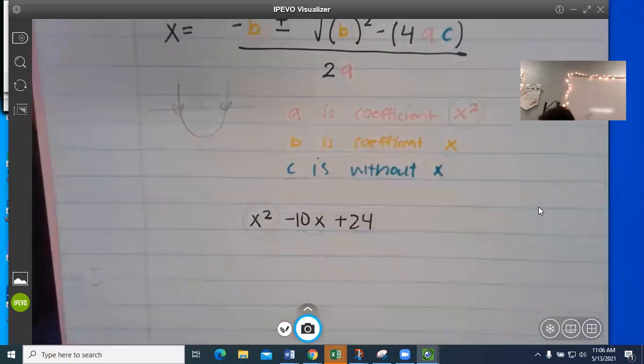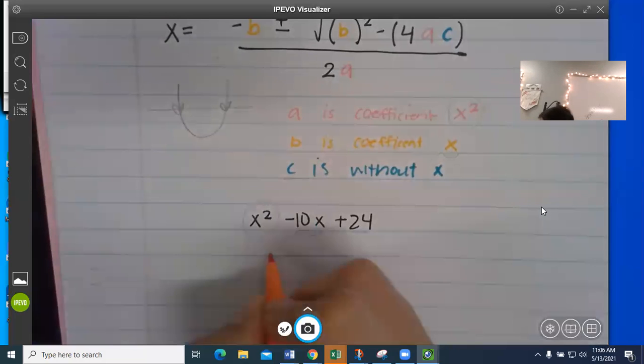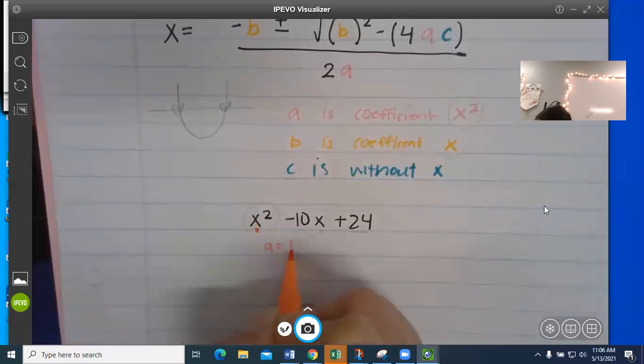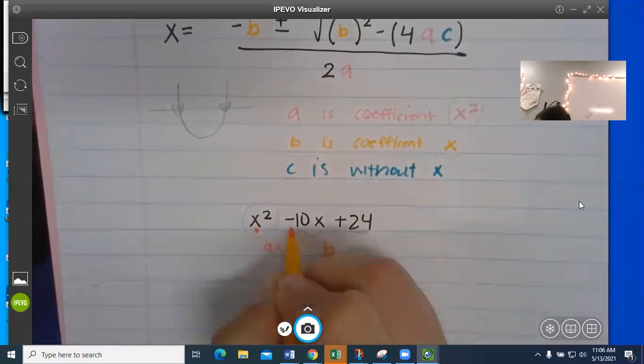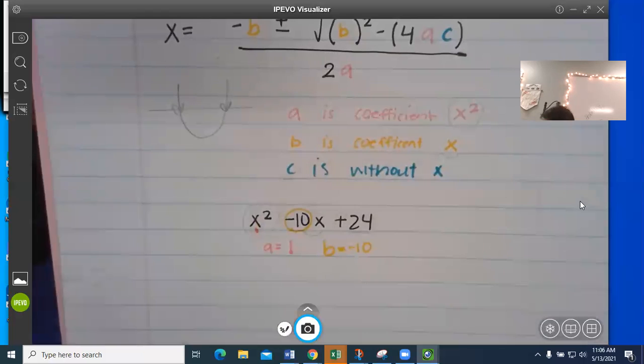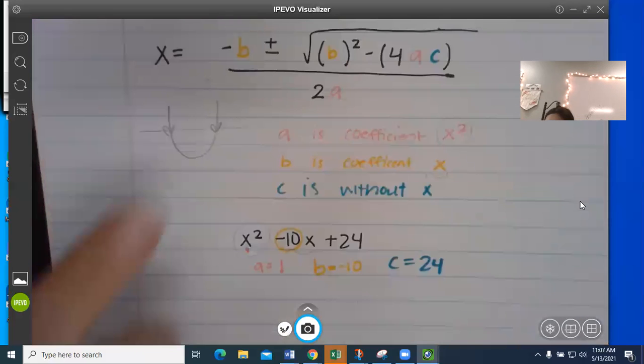Okay, so then my a, I'm going to write down my a equals, how many x squares do I have here? I just have 1 because I can see a 1. If it was 2, it would have a number 2 in front. So a equals 1, because there's 1 of them. The b is right here, this negative 10. And then c is, perfect, 24. Okay, so that's my a, b, c. You need to know what they are. Now I can put them in my formula.